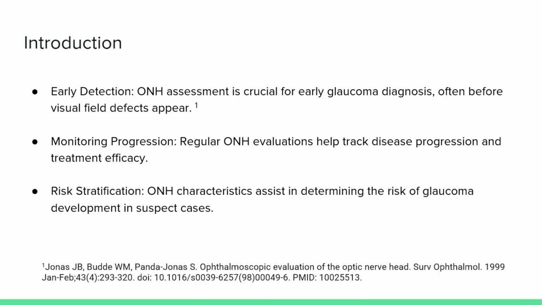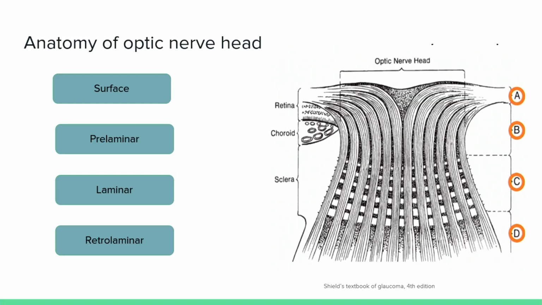So we will be covering the anatomy of optic nerve head, clinical examination of optic nerve head, glaucomatous optic neuropathy, and the imaging modalities. Introduction. Optic nerve head assessment is crucial for early glaucoma diagnosis. We can diagnose glaucoma often before the visual field defects appear. Regular ONH evaluation also helps track disease progression and treatment efficacy. ONH characteristics also assist in determining the risk of glaucoma development in suspected cases.